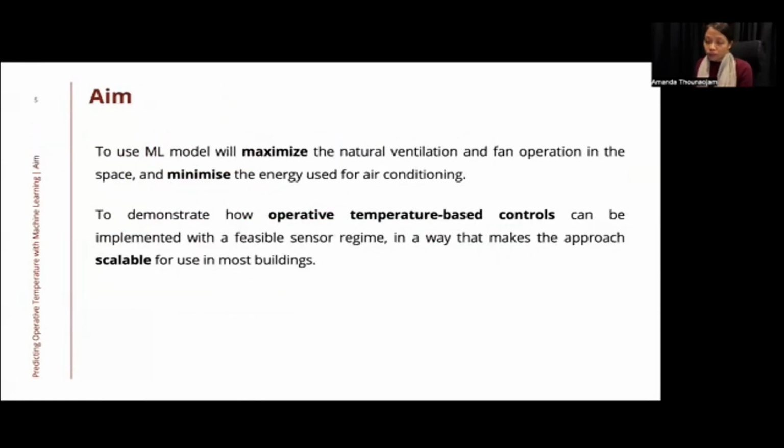So the aim of this paper is to use a machine learning model to maximize the natural ventilation and fan operation in the space and minimize energy use for air conditioning. It is also to demonstrate how operative temperature-based controls can be implemented with a feasible sensor regime in a way that makes the approach scalable for use in most buildings. This is intended to be used for mixed mode thermal comfort standards with control algorithms that can maximize fan operation and minimize cooling energy.